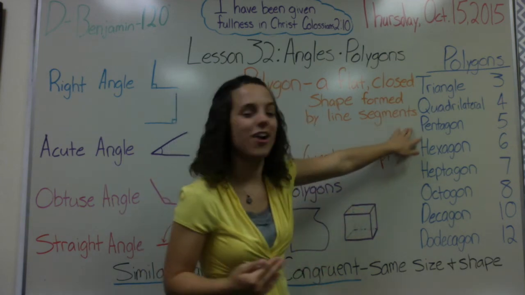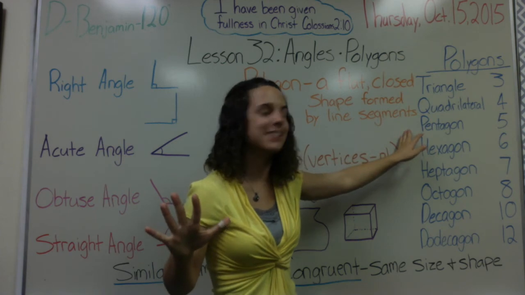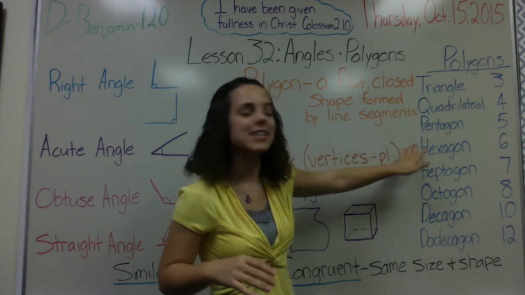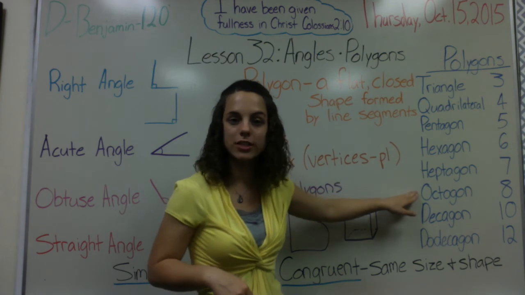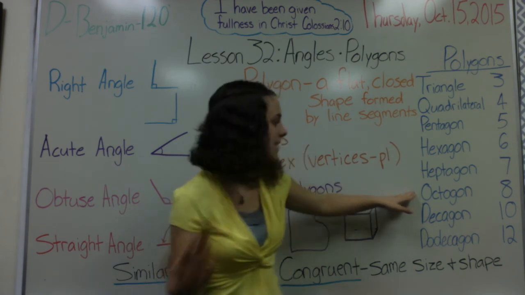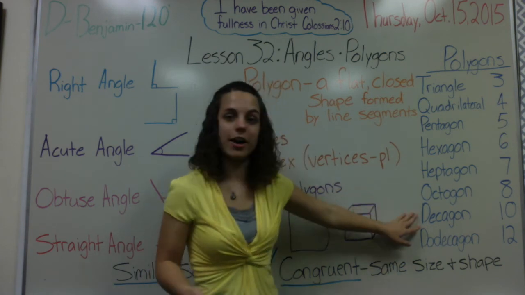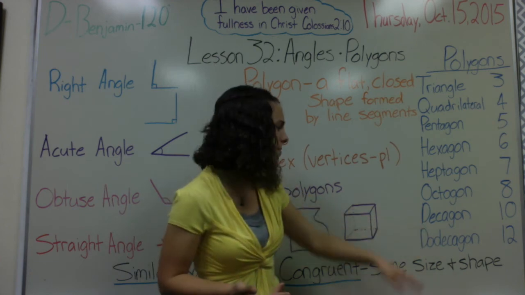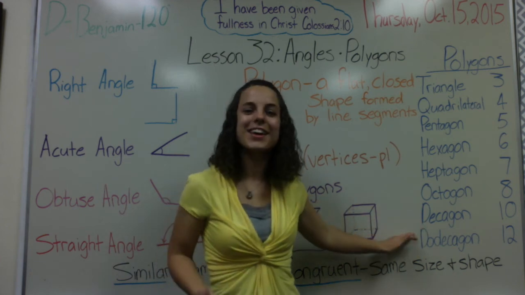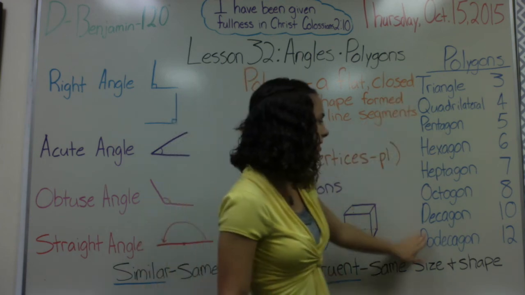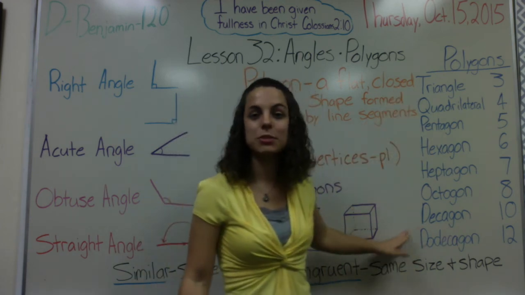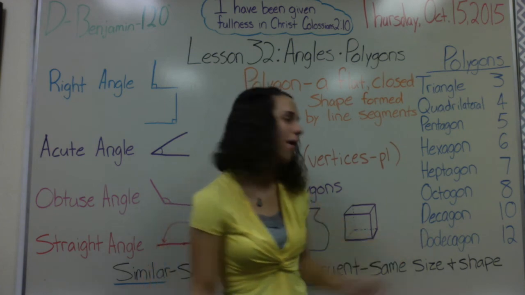Then we have pentagons. Pentagons have 5 sides. Hexagons have 6 sides. Heptagons, 7 sides. Octagons, which most of you already know, is 8 sides. Decagon is 10 sides. And one of my favorites to say, dodecagon, which is 12 sides. So I would like you to go ahead and write these down. That will be great to remember and great to refer back to for future homework problems.